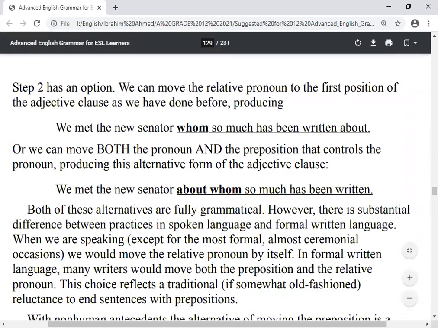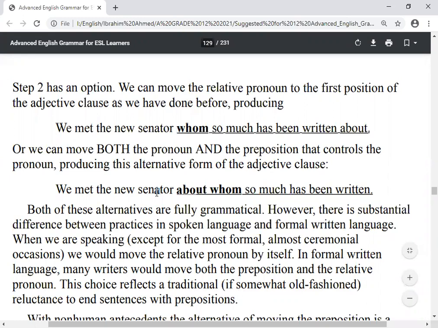Step 2 has an option. We can move the relative pronoun. We can do it in two ways, as you know. To the first position of the adjective clause, as we have done before, producing: we met the new senator, whom, and we leave the preposition at the beginning. Or we can move the preposition here before the pronoun, like here. We met the new senator about whom so much has been written.